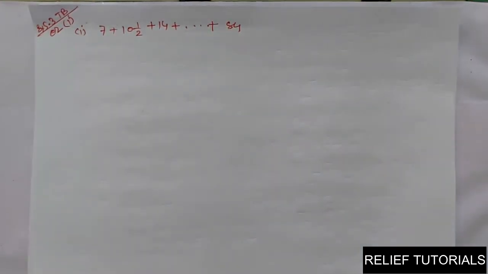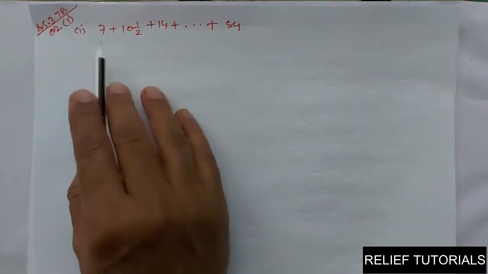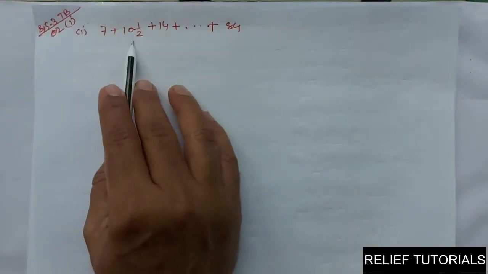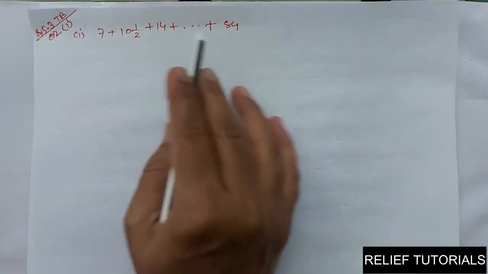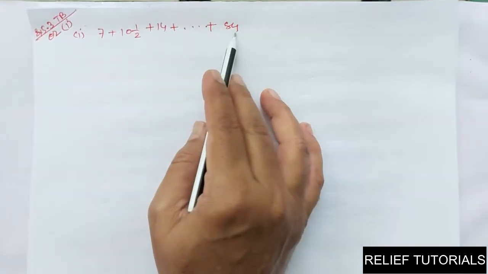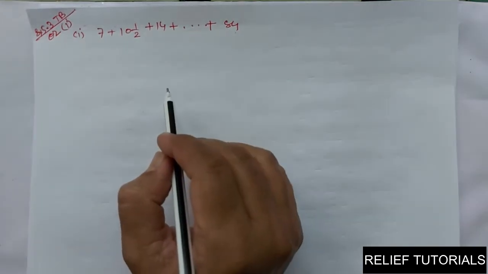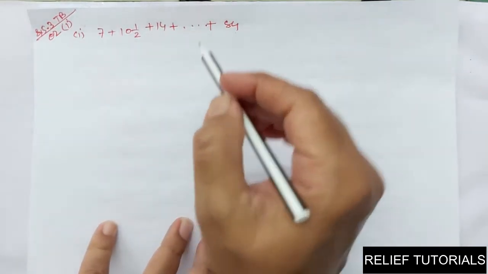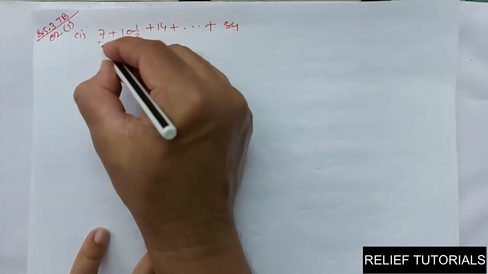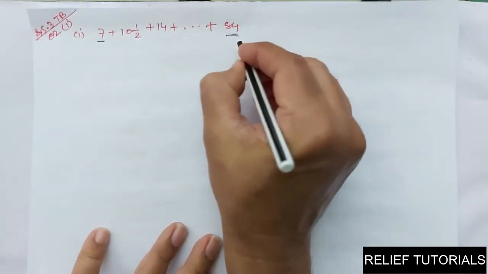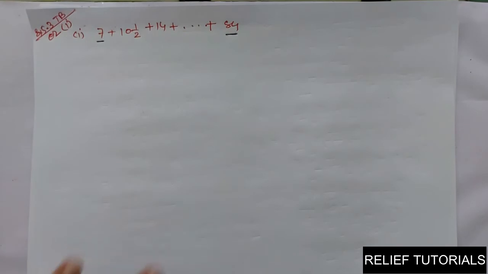See here. Look at the series. It is already in AP, we don't need to check it. It is already in AP and you want to find the sum of this series. Okay, friends, now see, this is the first term, this is the second term, this is the third term. Do you know which term it is? No, we don't know. Let it be the nth term. So you can say, sir, here the first term is given, here the last term is given. Both terms are given.